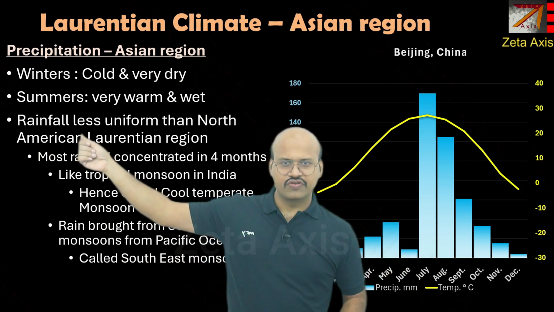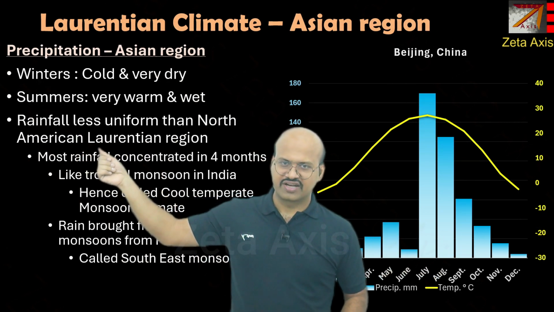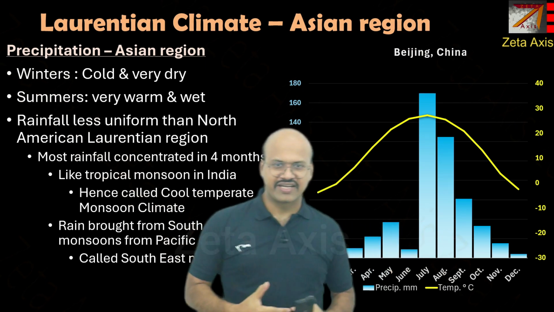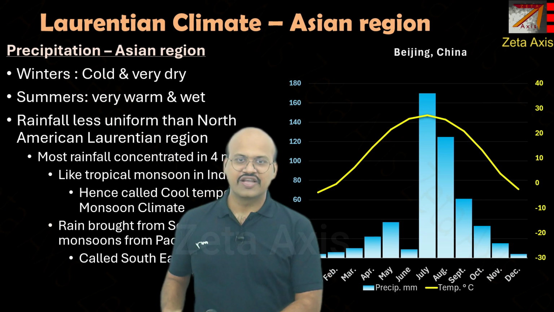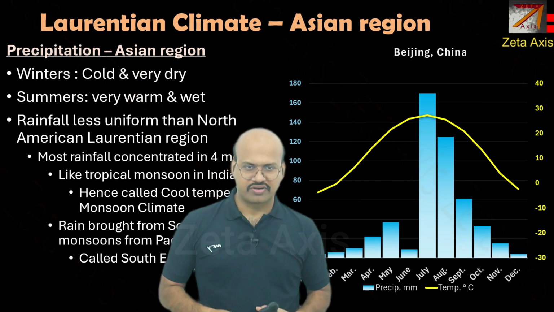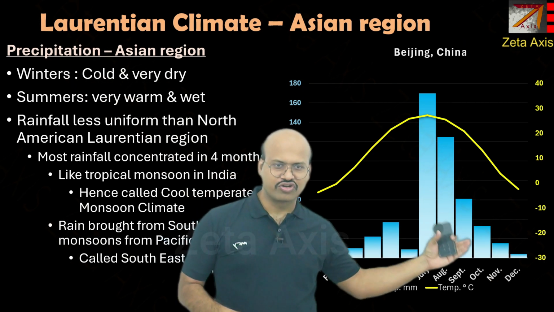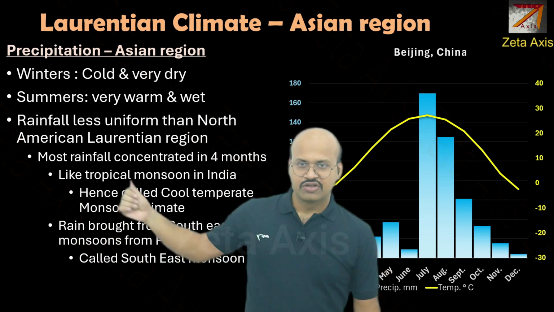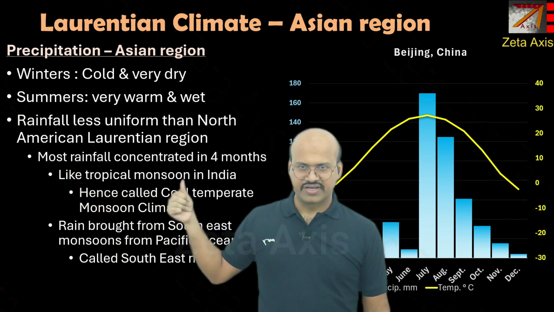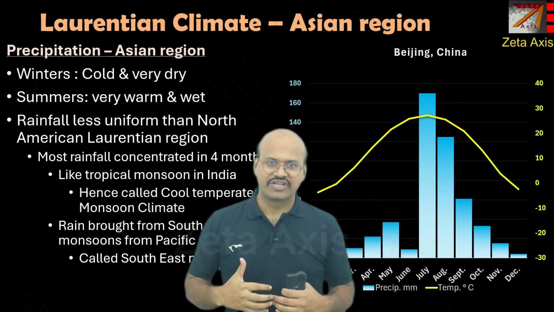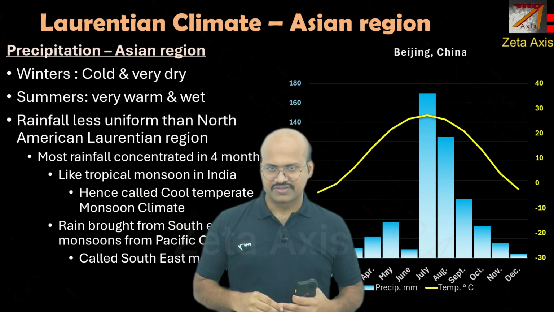Rainfall is less uniform than in the North American Laurentian region. We saw in New York that the rainfall was equally distributed. We also saw the reasons why. But here the rainfall is concentrated in the 4 months. So most rainfall is concentrated in 4 months, like the tropical monsoon in India. In India also the rainfall is concentrated in the 4 months.